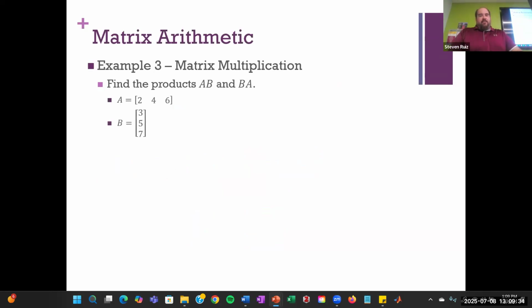All right, let's get away from square matrices. I'm asking you to find AB and BA. Can I even find both of those things? Yeah. Okay. So AB will equal 2, 4, 6 times this column vector 3, 5, 7.